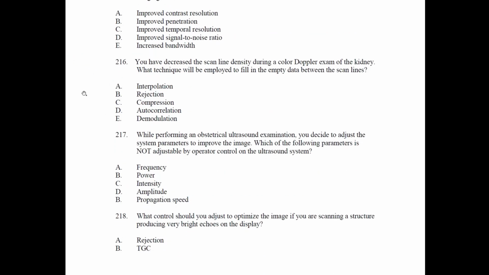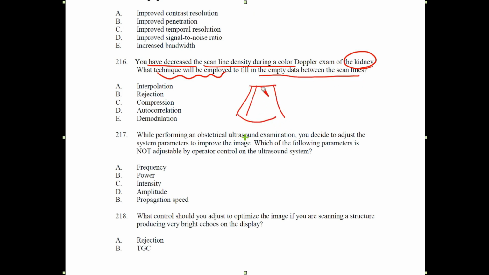Next, let's move on and look at question number 216. If you look at the question, it says that a renal scan is being performed and the scan line density is decreased. The question is asking which technique can be applied to improve these kinds of issues. You just need to remember the key points mentioned here. There is a technique that fills in the empty spaces between the scan lines like this. The correct answer is choice A.